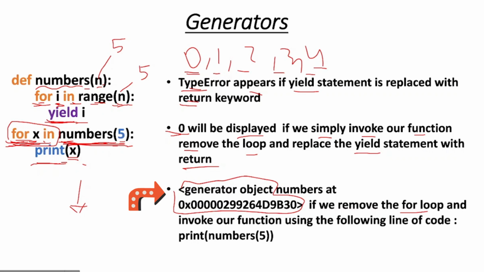Let me repeat myself again. By using the yield statement, we are able to turn our function into a generator. By turning our function into a generator, we are able to apply the for loop when we invoke our function. By doing so, we will be able to generate values, and each value will be displayed in our console one after another.